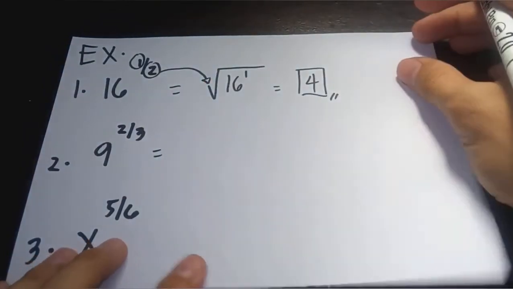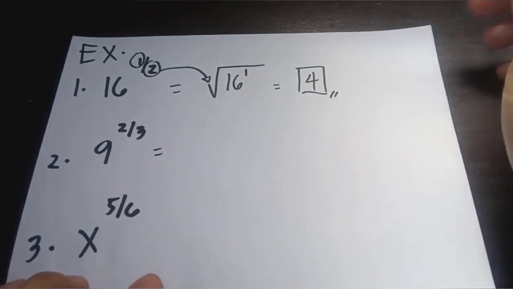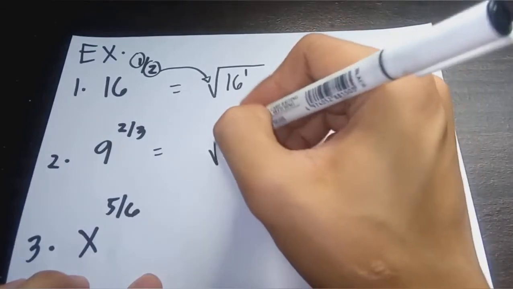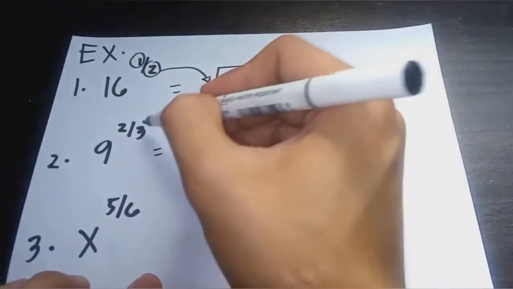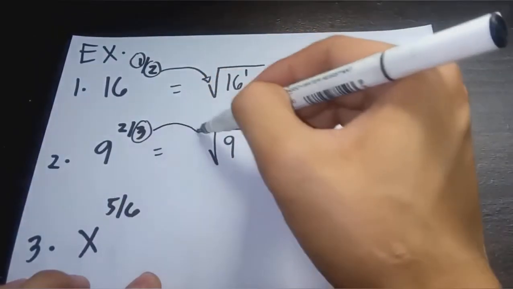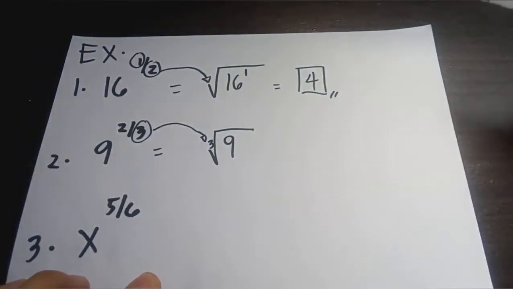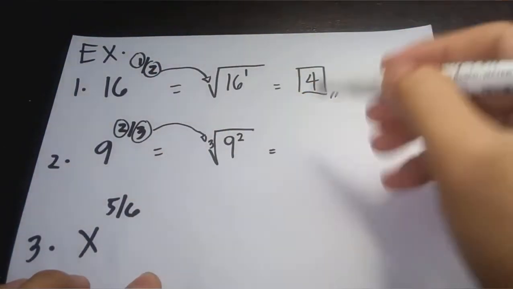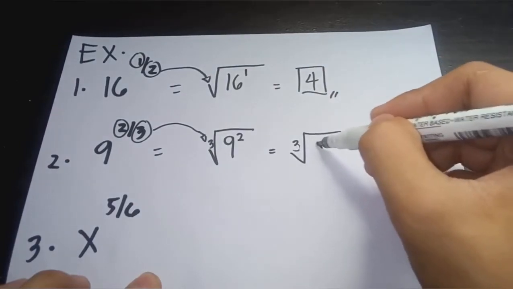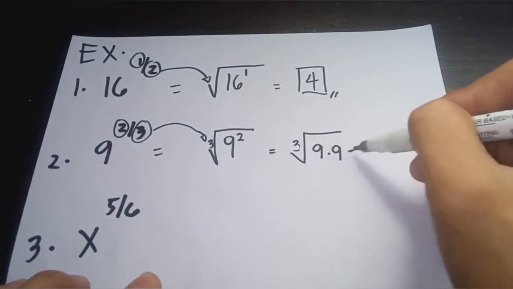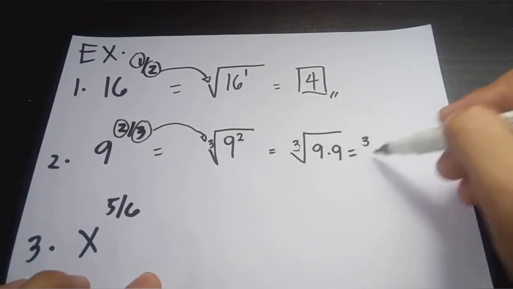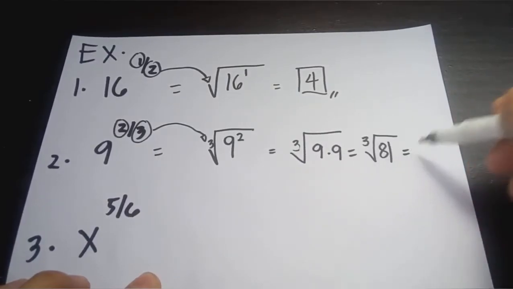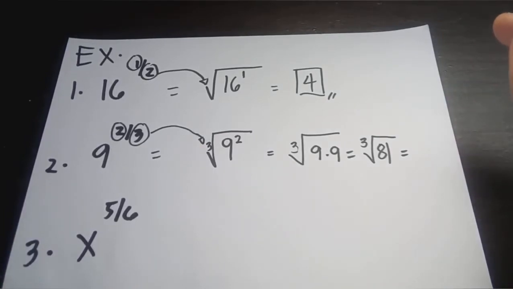Sa number 2 naman, 9 raised to the 2/3. Syempre, kopyahin mo muna yung base nila, then the radical sign. And then, itong number 3, ilalagay mo siya dito. So, cube root of, then itong numerator, ilalagay mo siya dito. So, cube root of 9 squared. Syempre, hindi pa tapos yan. Ibig sabihin kasi niyan is 9 times 9. So, 9 times 9, that is 81. Kasi si 81, yung cube root ng 81 ay hindi po siya eksakto. Nasa 4 point something yan.